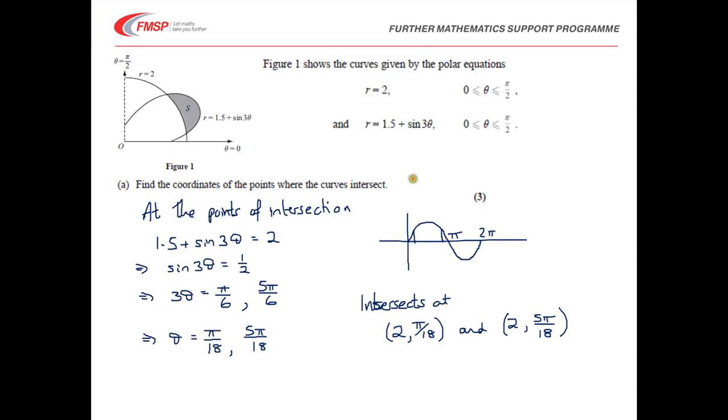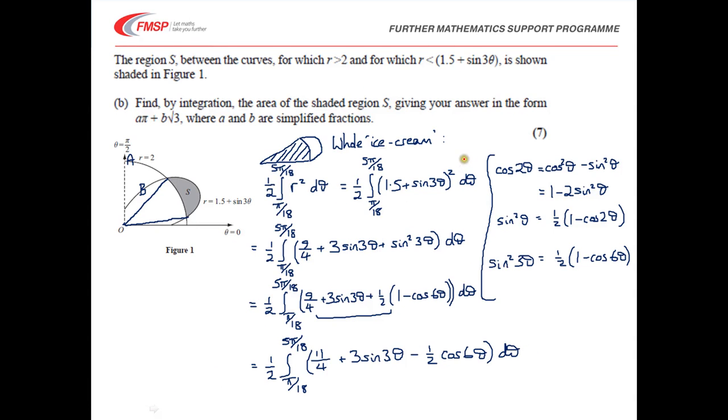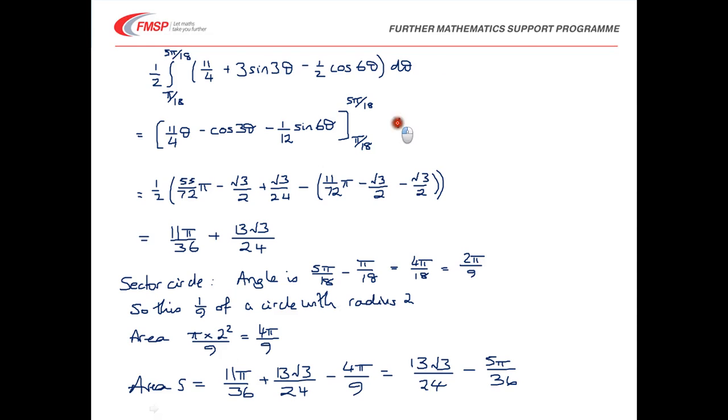So going back to part A, there is a method mark and an accuracy mark for finding the two values of theta, and an accuracy mark for dividing those by 3 to give the correct angles, and then of course noting the points of intersection are 2 and then the two angles. For part B, there is one method mark for substituting into the given formula in the formula book. There is another method mark for using a double angle formula to get rid of your sine squared, and another method mark for integrating that.